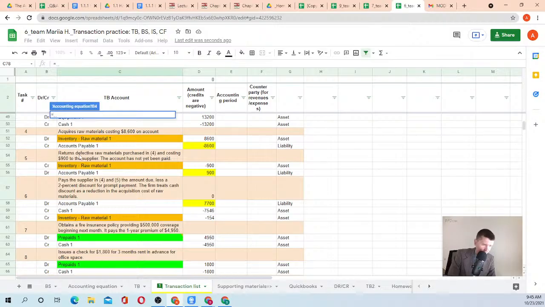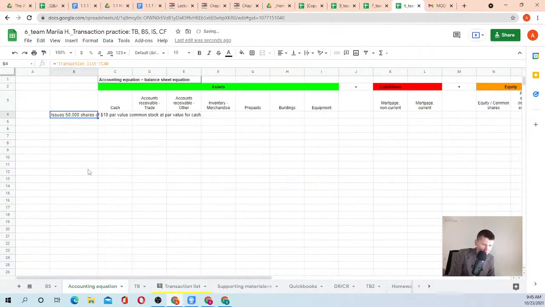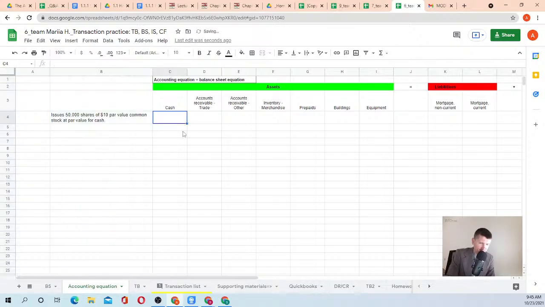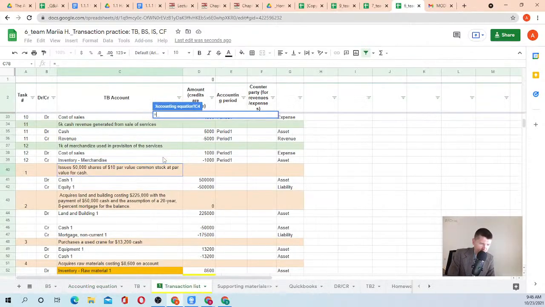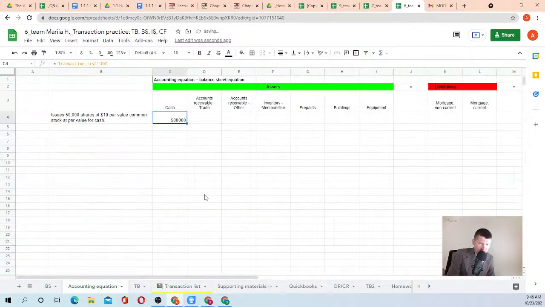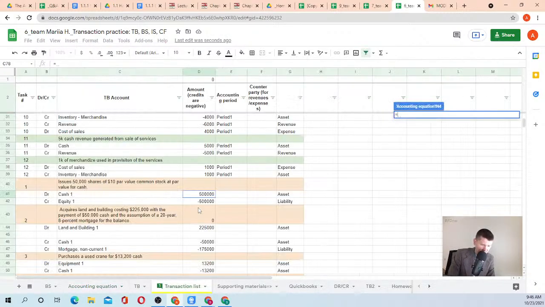So let's start with the homework. So here was the acquisition of the shares. You will have to do a bit of formatting here. So we acquired shares, so we got cash from the transaction list, 500,000, and on the other side we got equity, 500,000 with a minus sign.